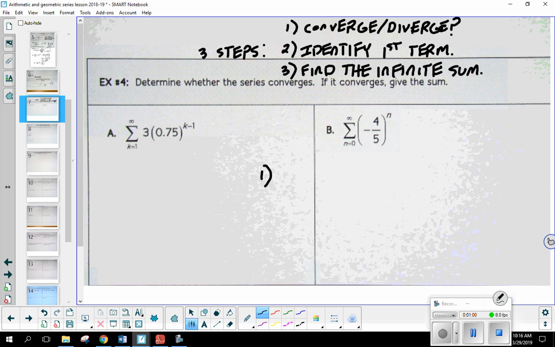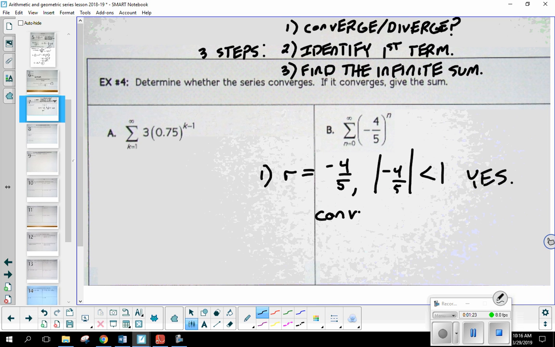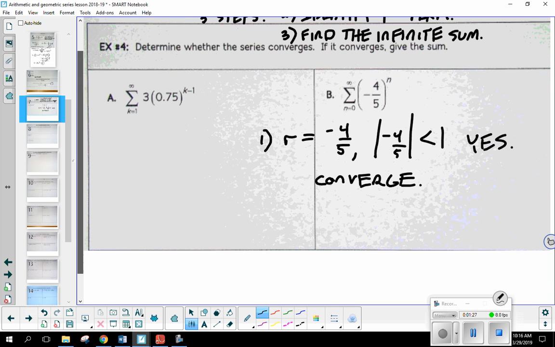So let's see here. What is the common ratio? It is -4/5. That's my base. So -4/5. Now here's the question. Will the absolute value of -4/5 be less than 1? Yes. Because it satisfies that one condition, that means that this sequence will converge. And only if it converges will you be able to find that infinite sum.